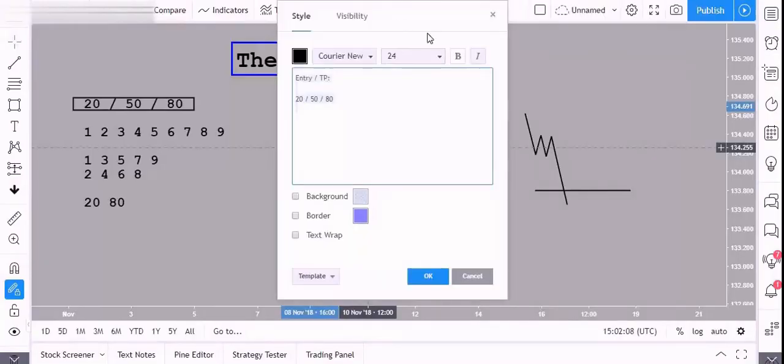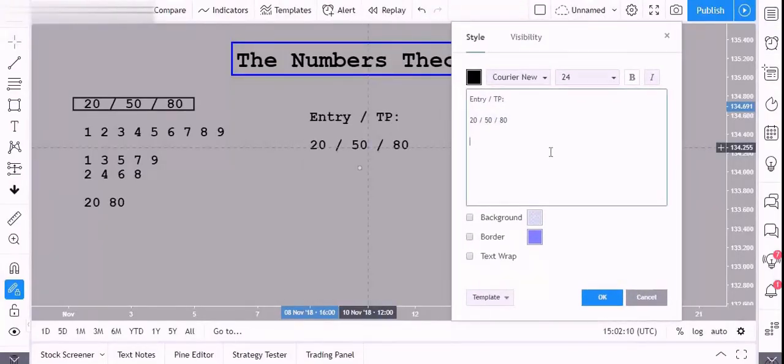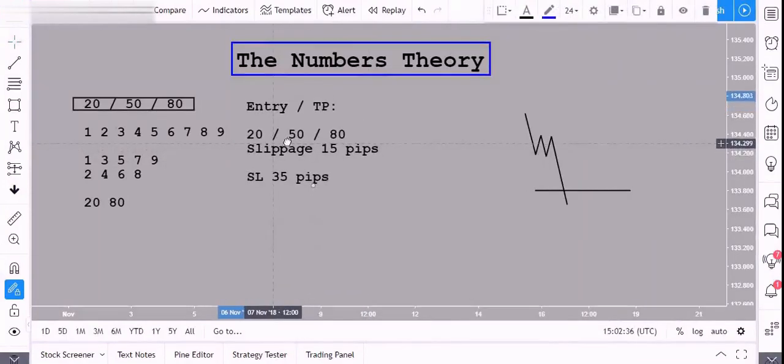I realize that around 20, 50, and 80, the market 90% of the time makes a slippage of the same amount of pips. Market making slippage 90% of the time, 15 pips. One more thing I want you to know about numbers theory. When you're taking long or short from 20, 50 and 80, the stop loss will be every single time 35 pips. And in a second I will show you examples.